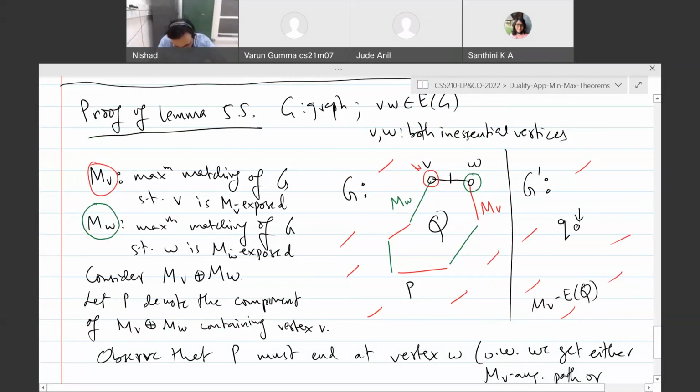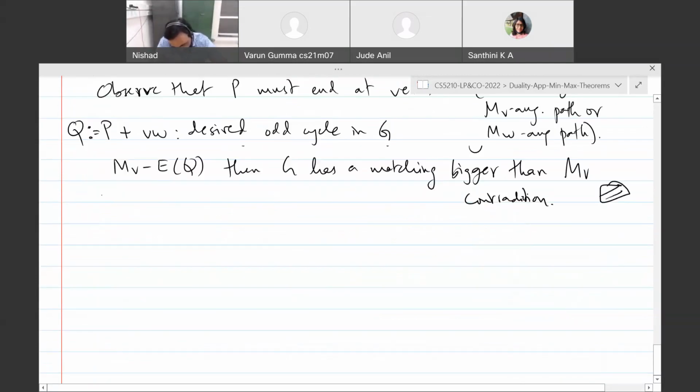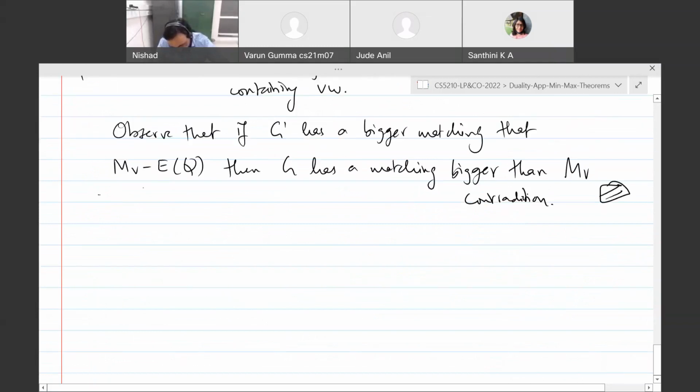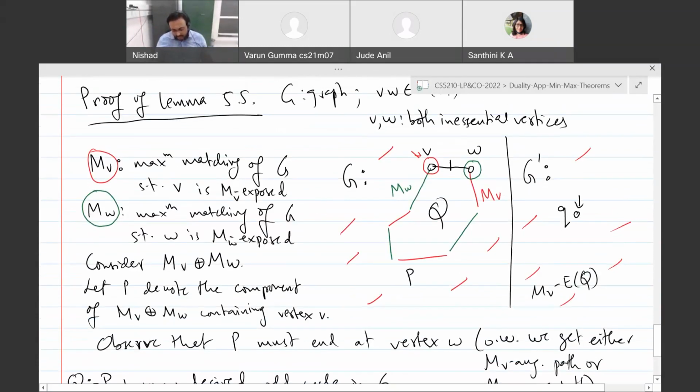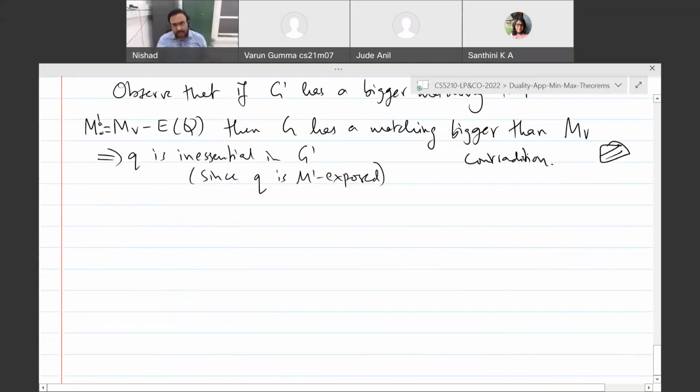So in particular, q is inessential in G prime since q is M prime exposed, where M prime is the original red colored matching minus the edges of the odd cycle. Okay. So that's it. We have proved the lemma and we use the lemma to prove the theorem, and that completes the proof of the Tutte-Berge formula. And that is the final result of this course.